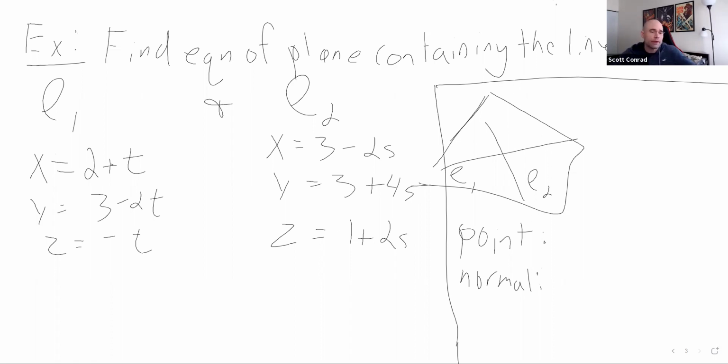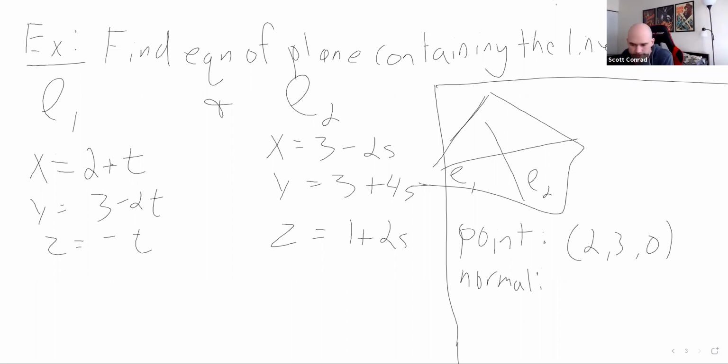So you could just pick any point on either line, right? Remember, a point is just when you plug in a value of t, or in the case of the other one, some value of s. Just plug in t equals 0 and you've got a point. So when we plug in t equals 0 into the first line, we get the point (2, 3, 0). You can plug in any value of t you want. You could use the other line. It doesn't matter. That's just the easiest way to find a point.